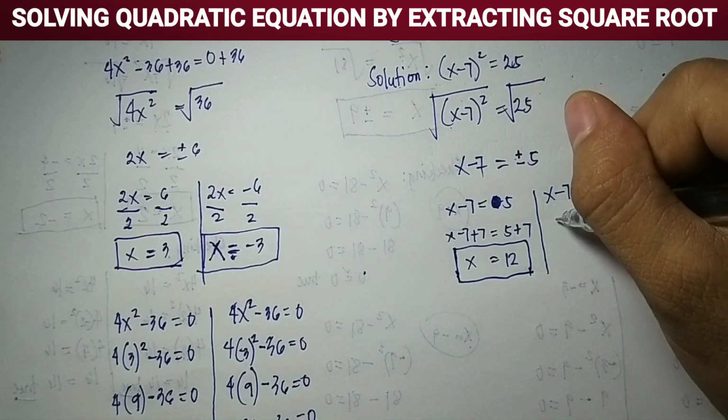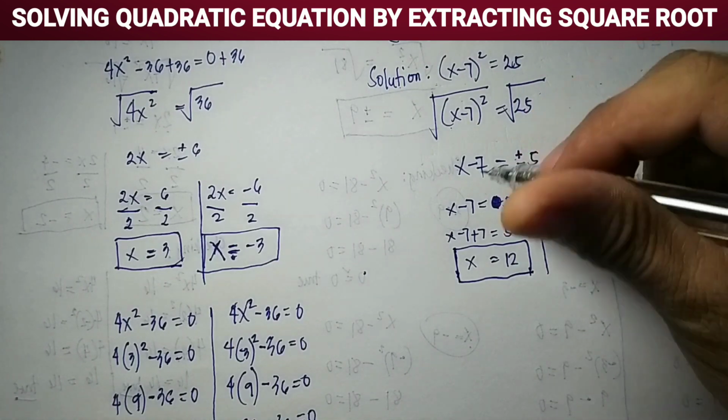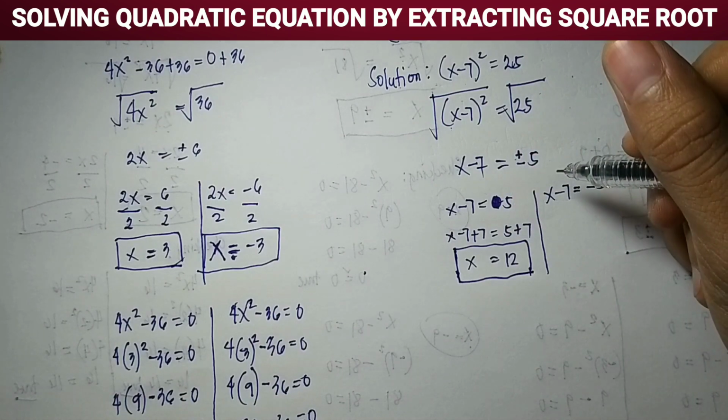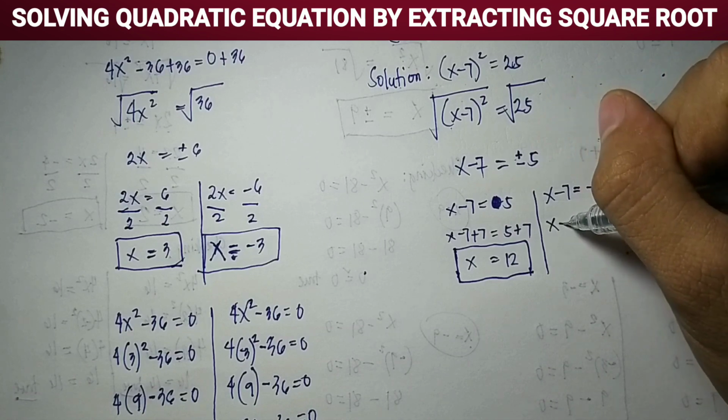Dinhi sa pikas, x minus 7 is equal to negative 5. So the same thing sa atong gibuhat gaina, para mawala ni, magamit ta og addition property of equality. So mag-add tag inverse niya x minus 7.